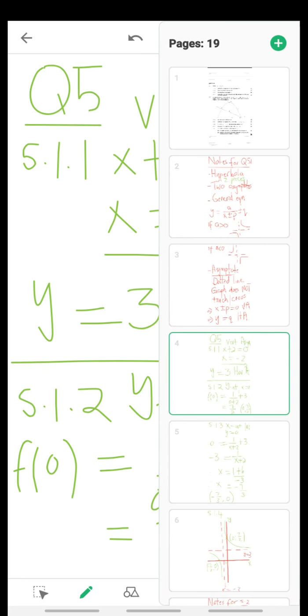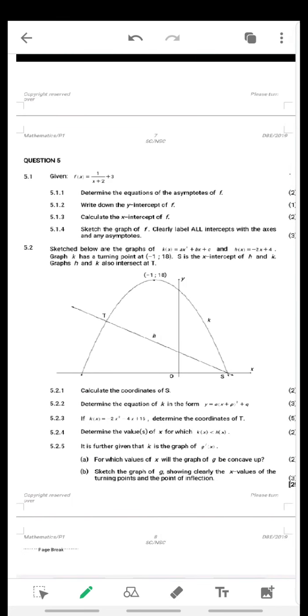All right. Now 5.1.3, calculate the x-intercept of f. Remember now, we are doing the opposite. When we are finding the y-intercept, we let x be equal to 0. When we are finding the x-intercept, we let y be equal to 0. So in this case, we are going to let y be equal to 0, and then find the value of x where the graph is cutting the x-axis.